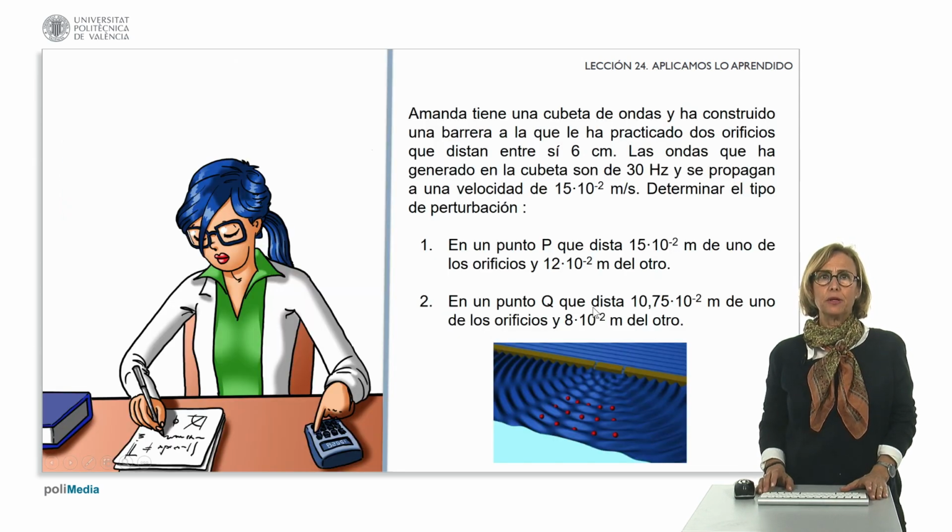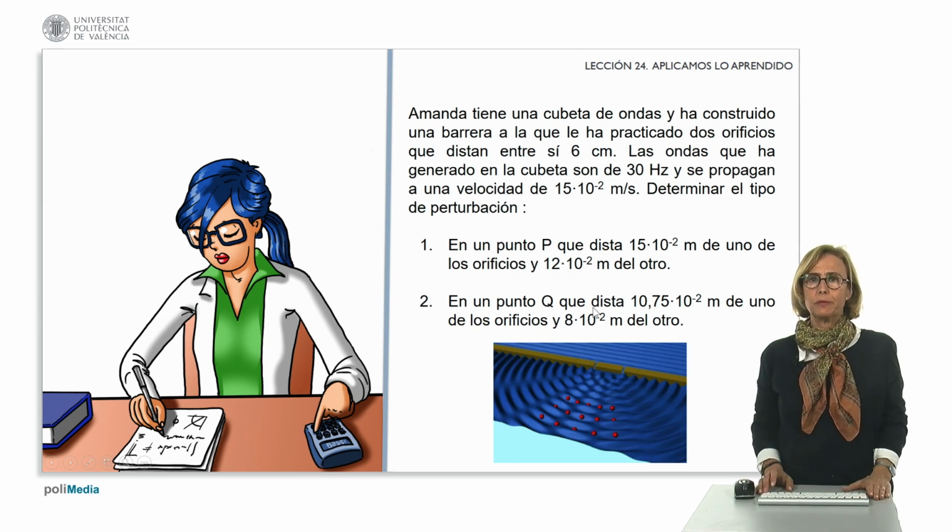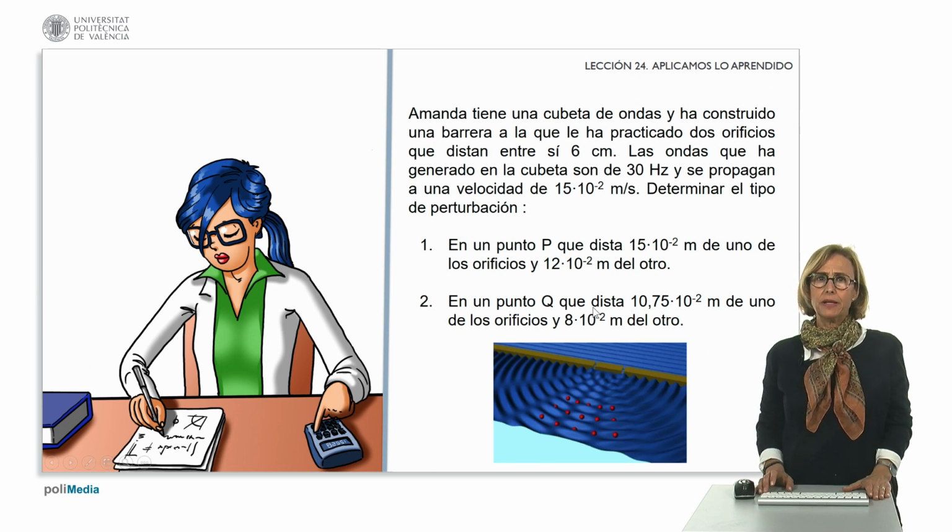Well, what Amanda is proposing is that we solve a problem for her. She has a wave trough, and she's built a barrier, and she's drilled 2 holes 6 centimeters apart. The waves that she has generated in the trough are 30 hertz and propagate at a speed of 15 times 10 raised to minus 2 meters per second.